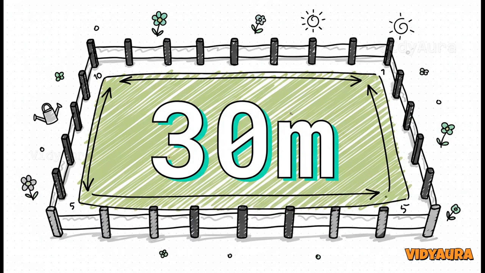Okay, let's tackle the perimeter first. We take our length, which is 10, and our width, which is 5. Add them together, you get 15. Then we multiply that by 2. And the result? 30 meters. That's it. That's the total length of fence we'd need to go all the way around our garden.